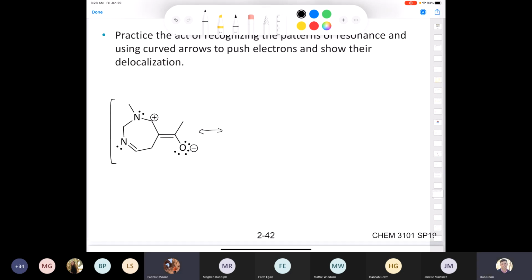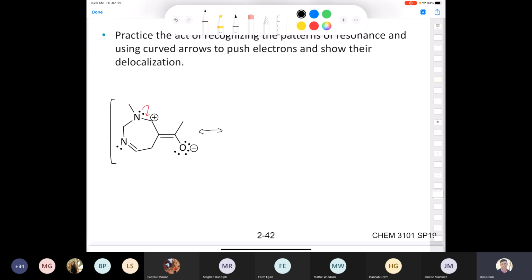I started with the nitrogen on the top. Yeah, me too, because you have a lone pair next to a positive charge. So you could take that lone pair and fill in that positive charge. Now you still end up with a positive charge, but now the carbon at least is going to have an octet, won't it? So we could do that.